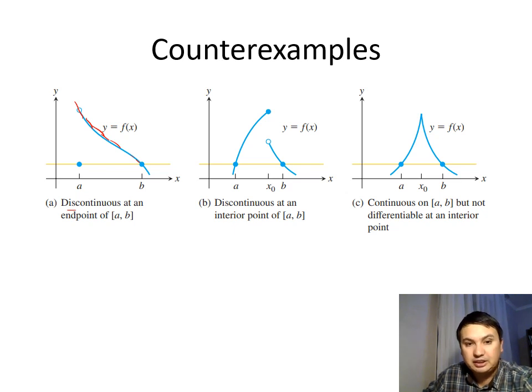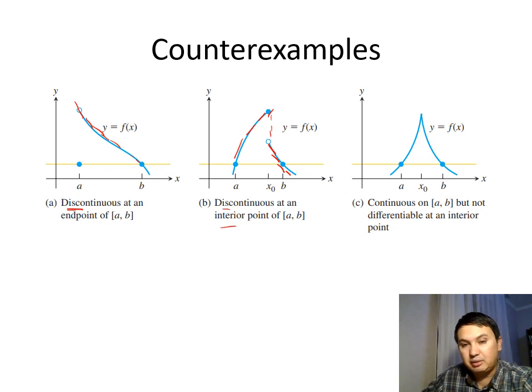Because this is discontinuous, we cannot apply Rolle's theorem. Another case is that a discontinuity can occur inside the interval. So here we have a discontinuity, and again one condition in Rolle's theorem fails. Again, we don't see a horizontal slope. If you look at the slopes, they are never horizontal.